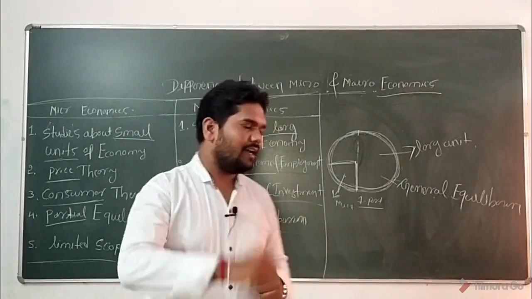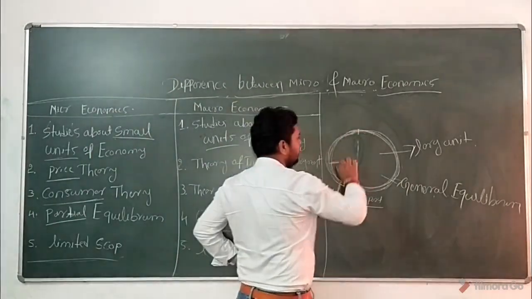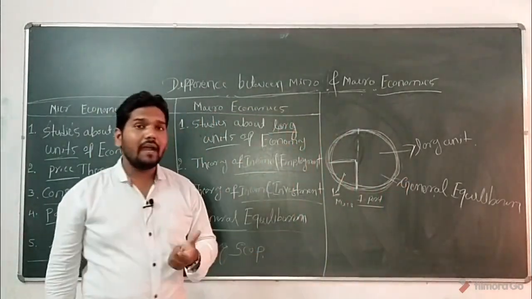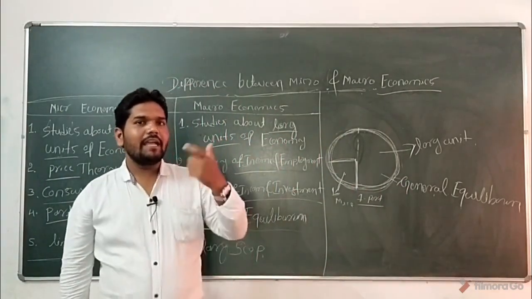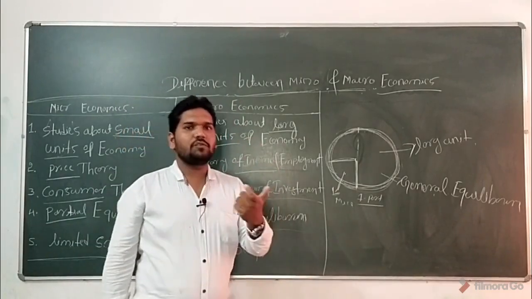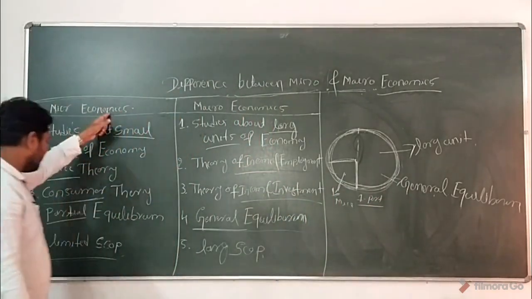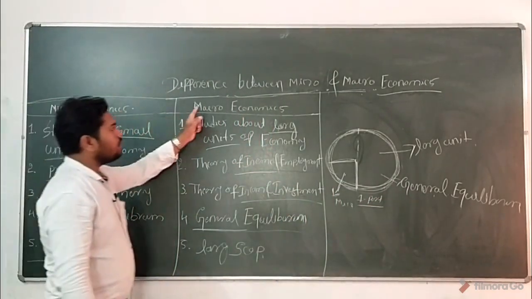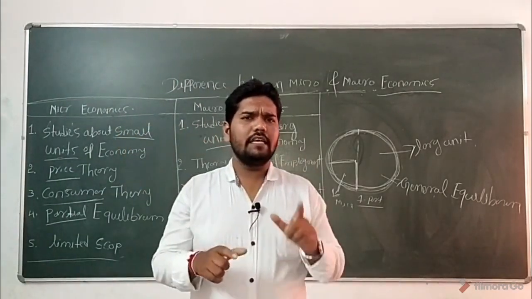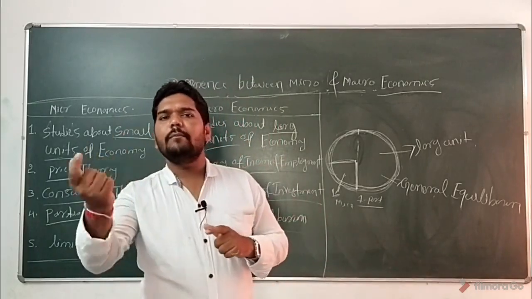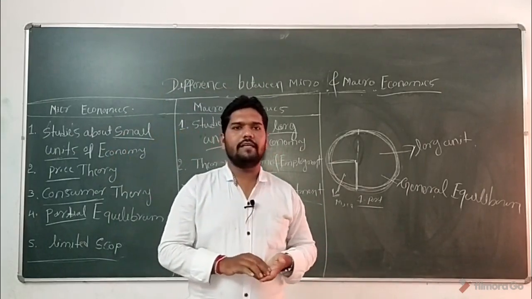Why? Because macroeconomics studies the overall economy and large units of the economy. That's why its scope is very large. Fifth point: microeconomics has limited scope, macroeconomics has large scope. These are all the differences between micro and macroeconomics.